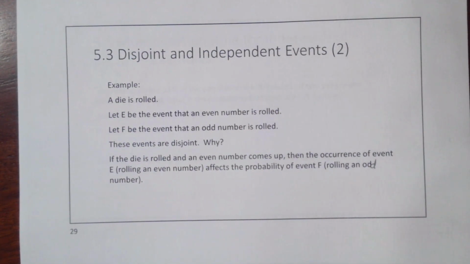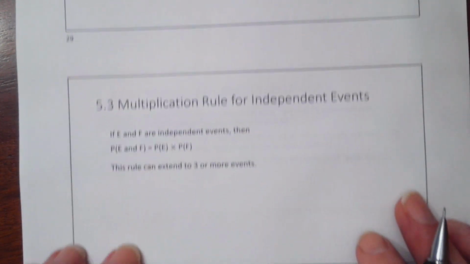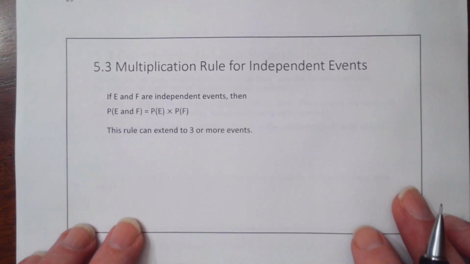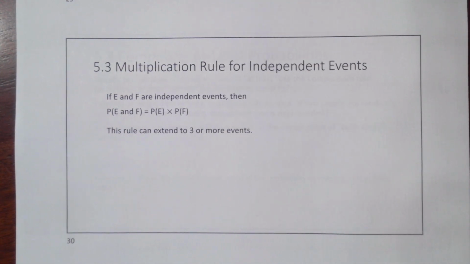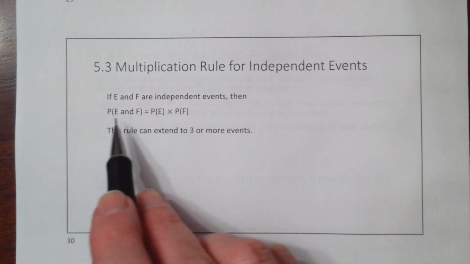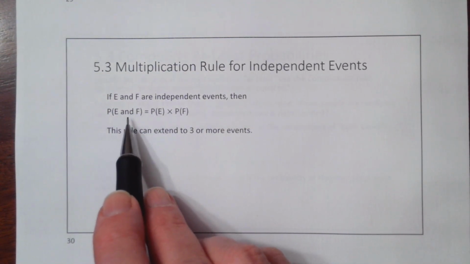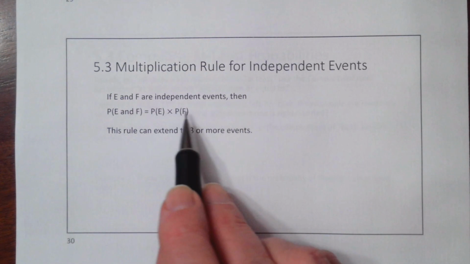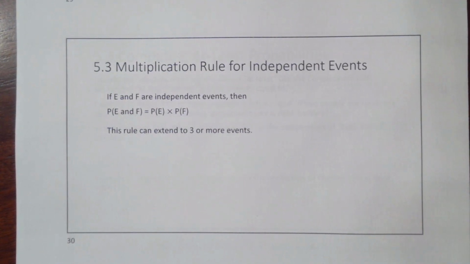Okay, so that's just something I wanted to mention, not all that important, but the author mentioned it. I thought I probably should. But what we really want to focus on here is the multiplication rule for independent events. If E and F are independent events, then the probability of E and F is equal to the probability of E times the probability of F. And this rule can extend to 3 or more events. So if you had the probability of E and F and G, I would multiply 3 probabilities out.